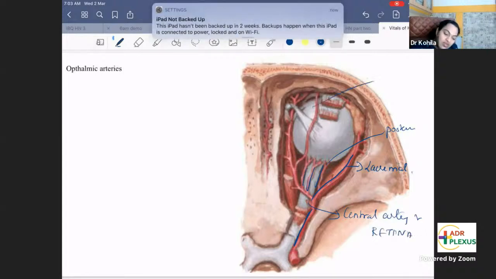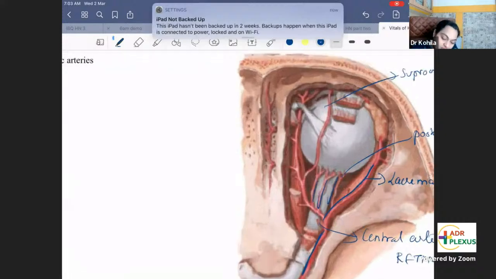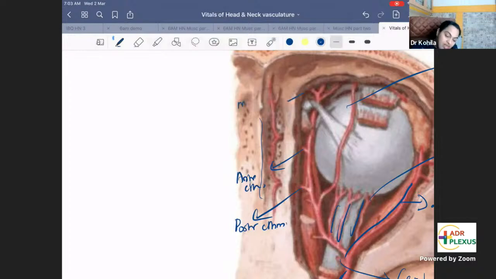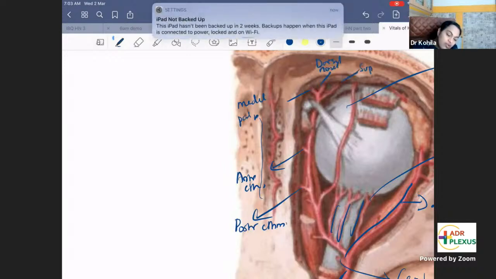This will be the supraorbital artery. The branches on the medial side are important. This is the region of your ethmoidal sinus. This is the posterior ethmoidal artery. This is the anterior ethmoidal artery. This will be the medial palpebral branches. This is the dorsal nasal branch. This is your supratrochlear branch.